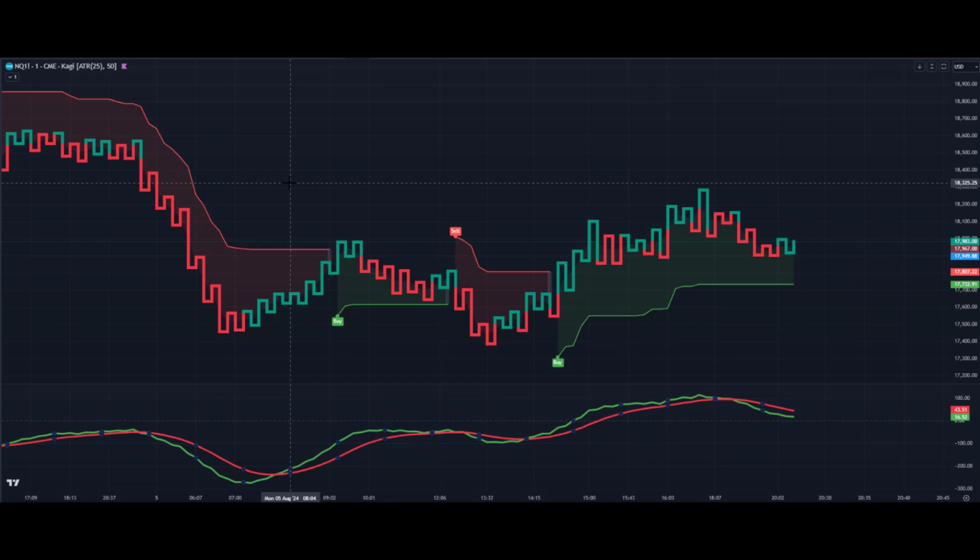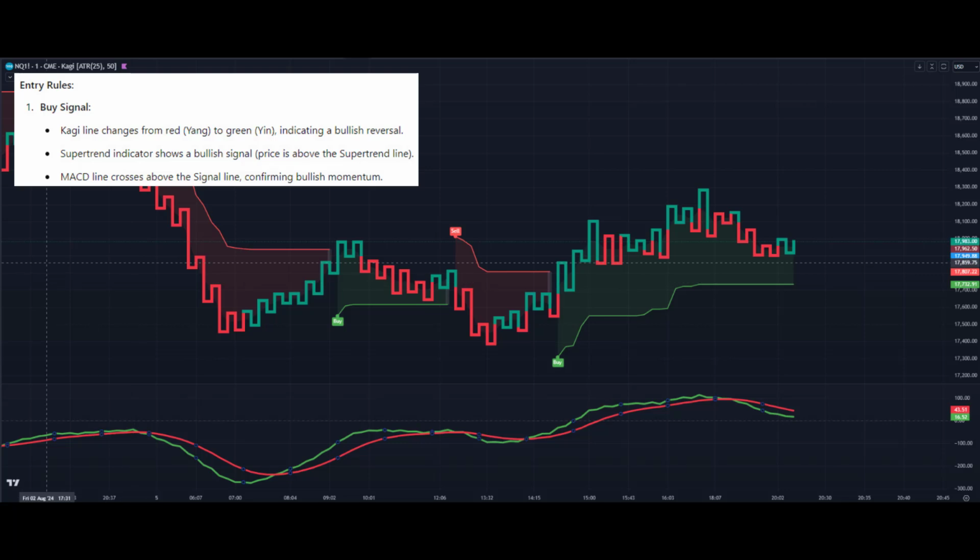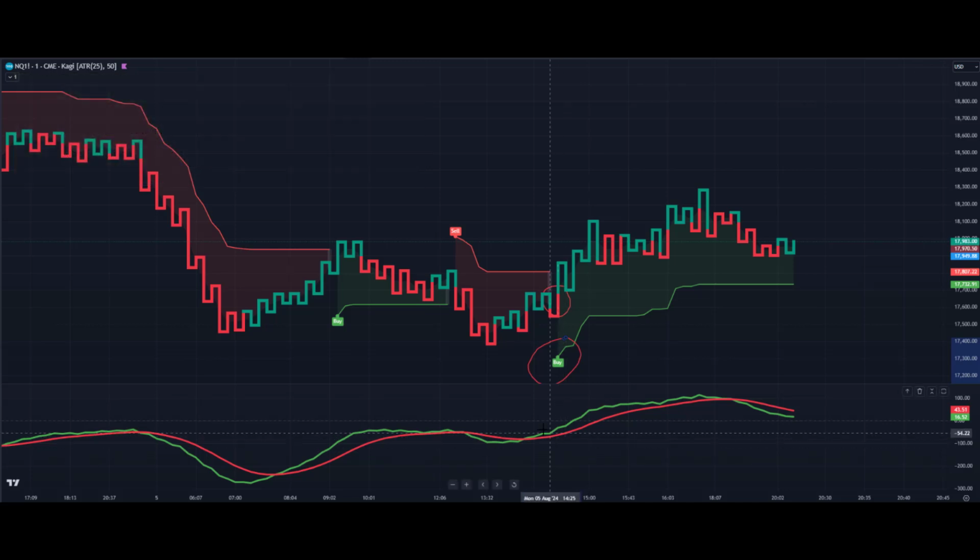If you wanted to try maybe something really aggressive, you could take that down to say 10, 15, 20. Try it out, test it out, see what you get. But the rules of this one, very simple. Let's look into a long trade. It is literally, we're looking for the Kagi line to change from red to green, like we see here. We want the super trend to be in a buy situation, and we need the MACD line crossing above the signal line to confirm the bullish momentum, and that's what we have got.